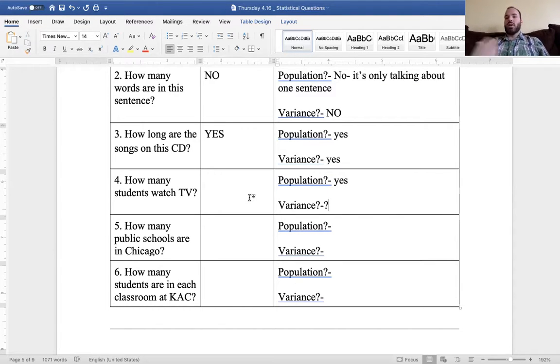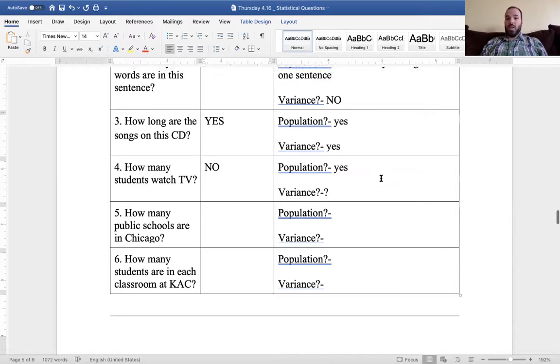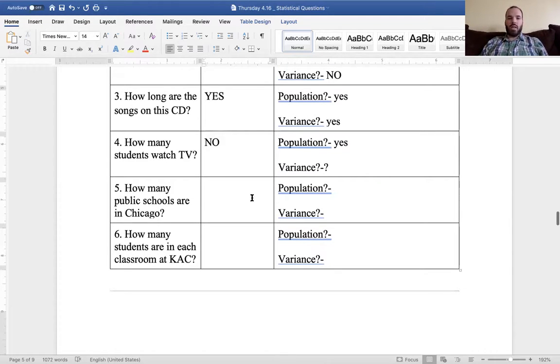You could say there is no variance because every single person in the world watches TV. Or you could say, I know my cousin doesn't watch TV, so in his class, we're going to say, no, there is variance because he said no and everyone else said yes. So be careful with this one. I'm going to say no, but it's up to you. As long as your explanation is right, you can get credit for saying yes as well.